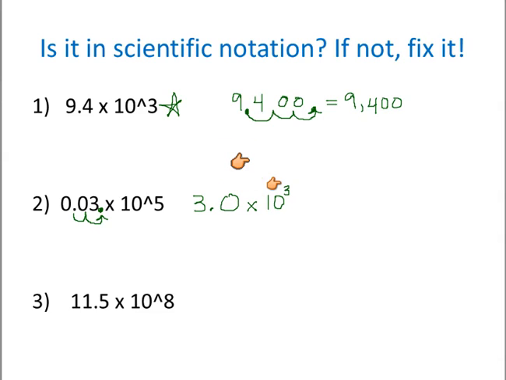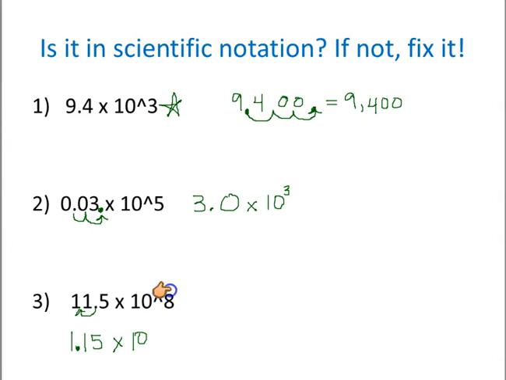All right, looking at the last one, we've got a coefficient of 11.5. That is not in correct scientific notation because it's greater than 10. So we need to move that decimal back. We need to move it to the left 1 place. So we're going to move it to the left this time. So now it's going to be between the 1 and the 1, so it would be 1.15 times 10. Since we moved the decimal, we need to adjust the exponent.